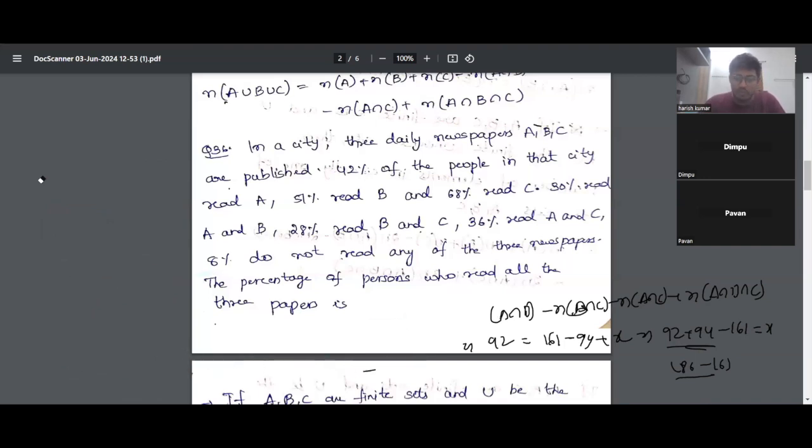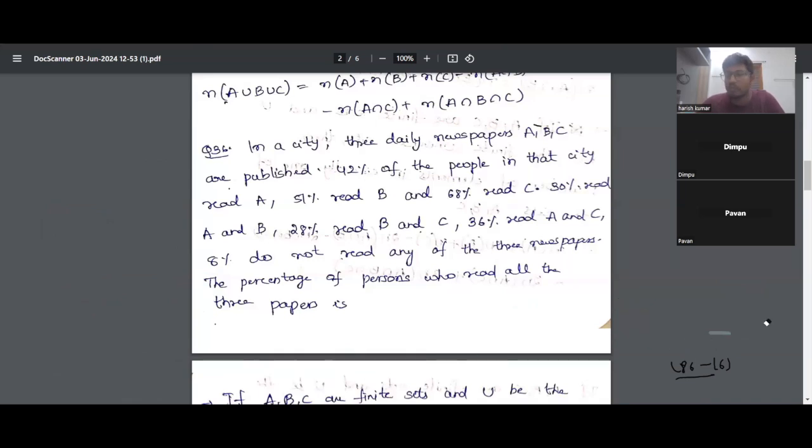Mostly you can solve all the problems with the help of Venn diagrams. No need to remember all these big formulas. If you get the logic of Venn diagrams, then you can easily solve them.